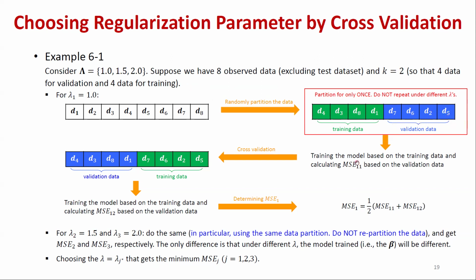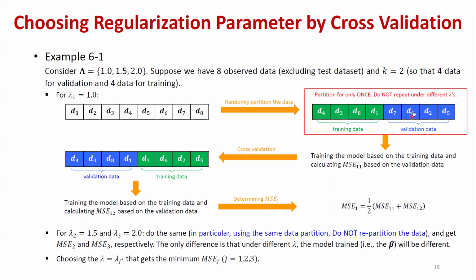Then I train the model based on the training data, which is D4, D3, D8, and D1, and then calculate the MSE 1,1. The first number means it's for lambda 1, and the second number means it's the first trial, so it's MSE 1,1. You will have MSE 1,2 later. So here I get MSE 1,1. Now I do the cross validation. That's the meaning of cross, and that's the reason why the method is called cross validation.